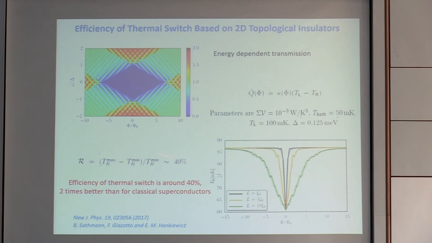But above, when we start to close this gap for one or two channels, you start to actually see the effect. You start to see the non-zero conductance, or the change in the temperature of the right lead. So again, this kind of thermal switch could be quite effective, actually. It seems to be two times more effective than the one which is based on the usual classical superconductors. What's interesting here is the spin-momentum locking.